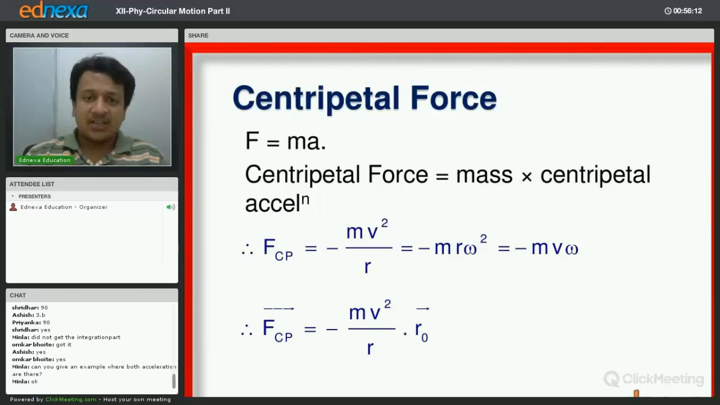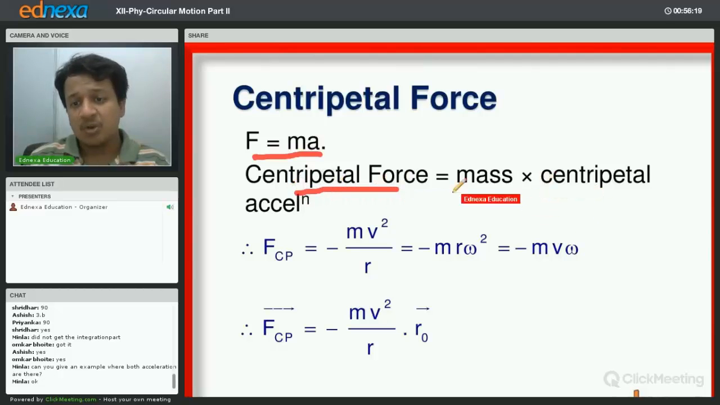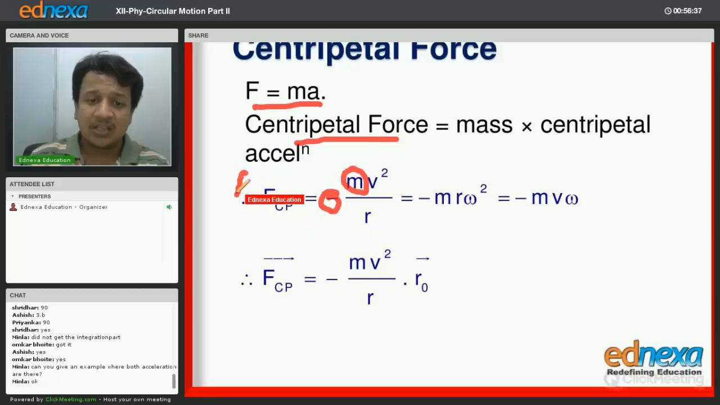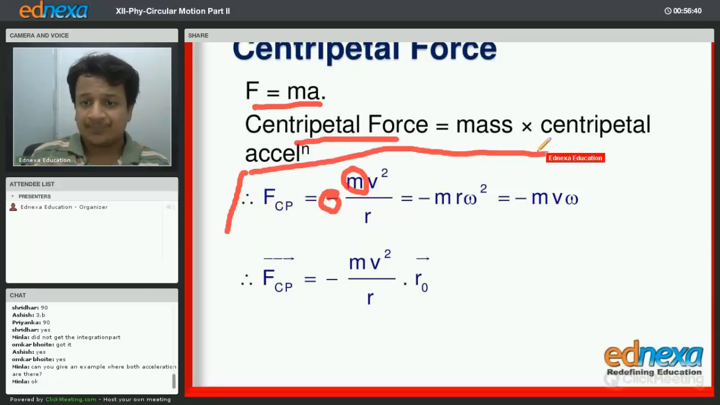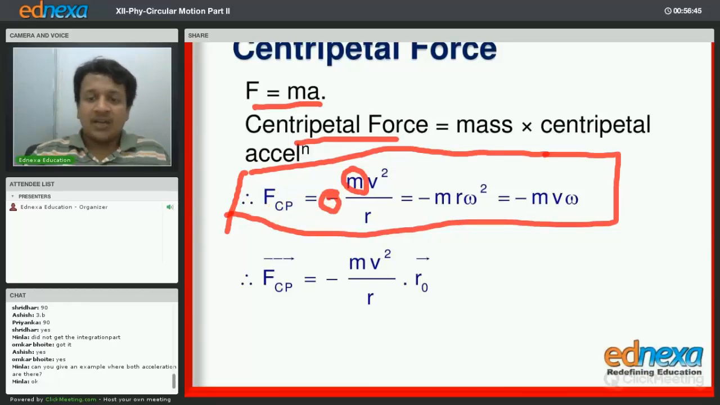As there is centripetal acceleration, there should be centripetal force. So what is the formula of force? Mass into acceleration. So centripetal force is equal to mass into centripetal acceleration. What is the formula for centripetal acceleration? Minus v square upon r. So minus m v square upon r, minus m r omega square, and minus m v omega. These three formulae are there for centripetal force.